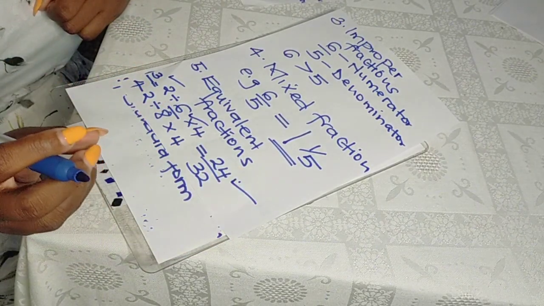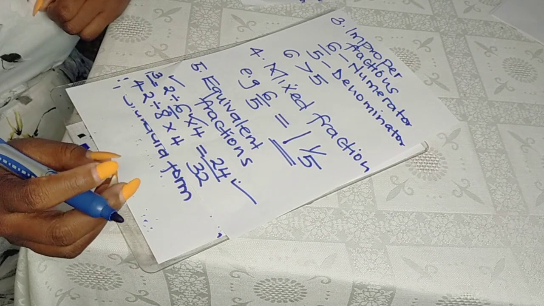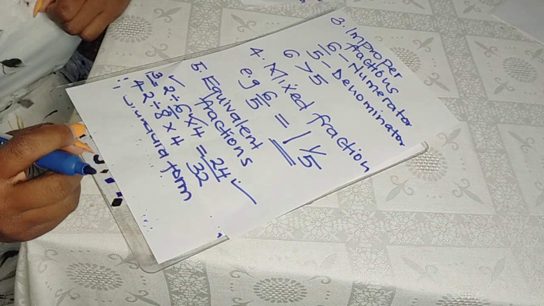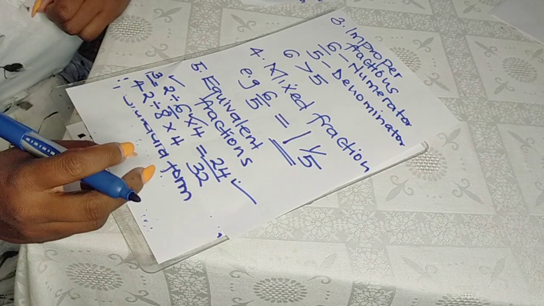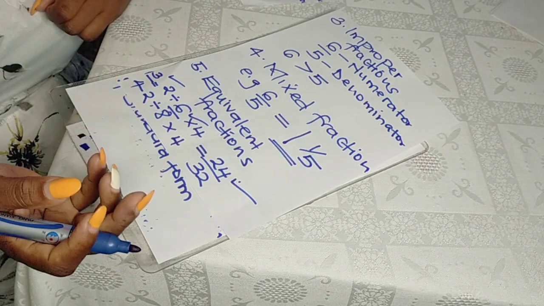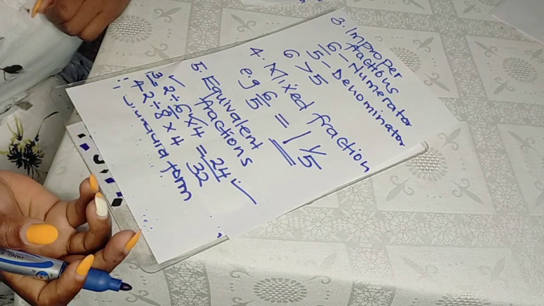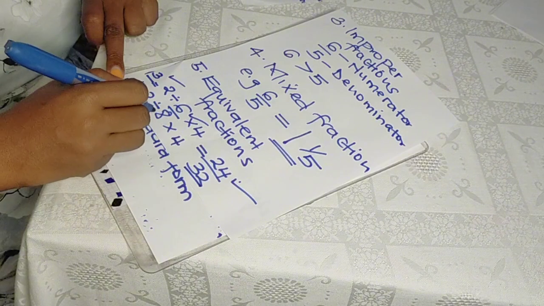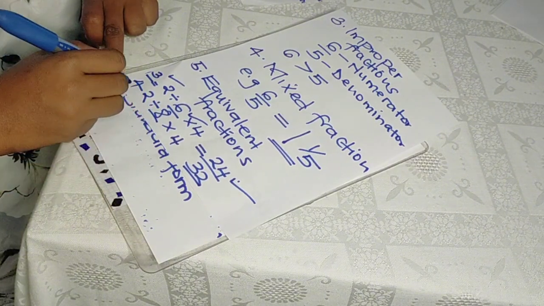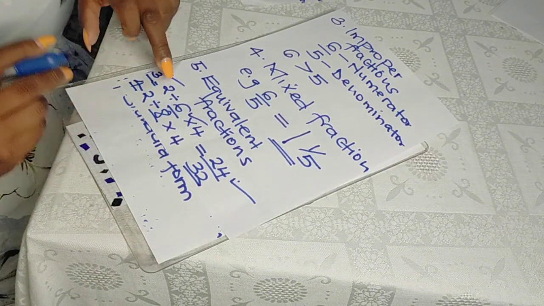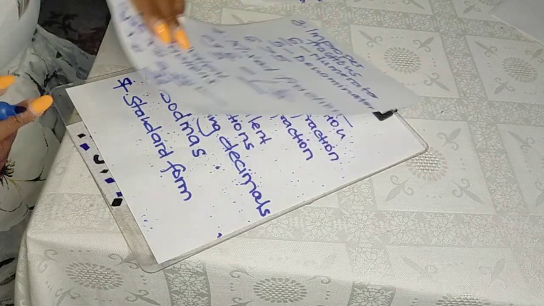So, multiplying both the numerator and denominator of a fraction by the same constant will end up giving you an equivalent fraction. So, all these fractions here are equal. That is about equivalent fractions.